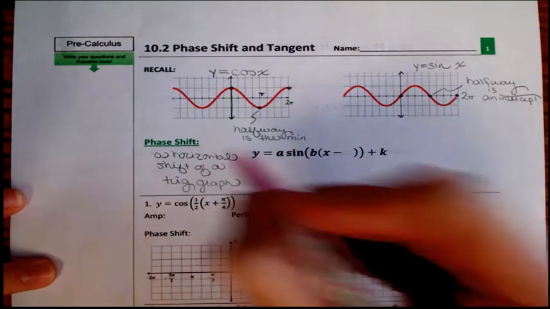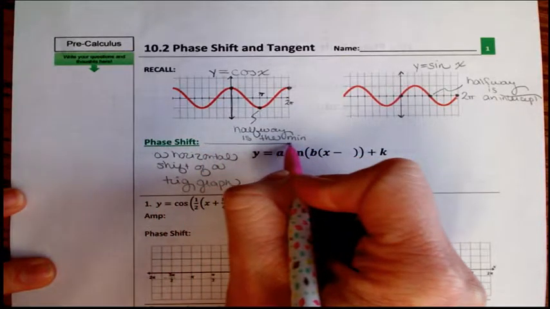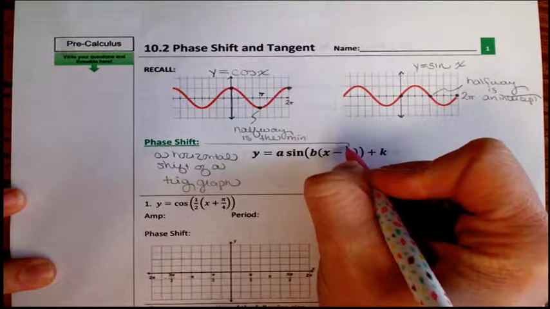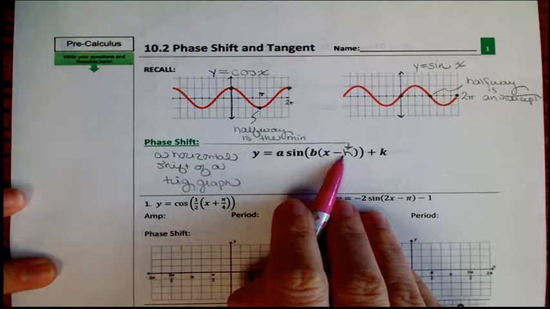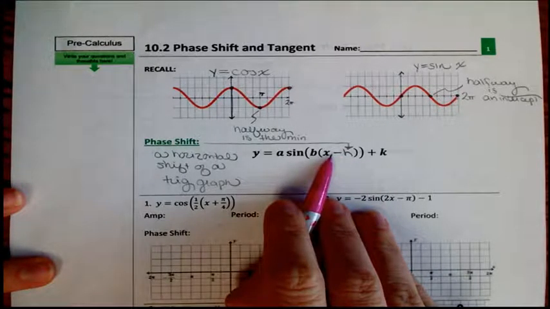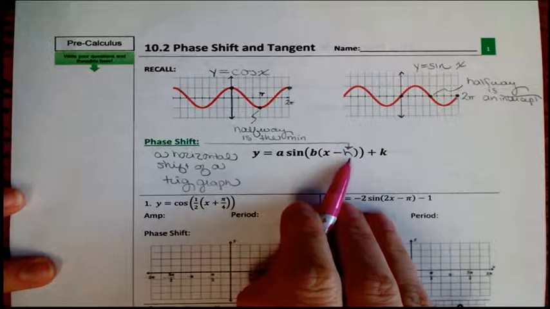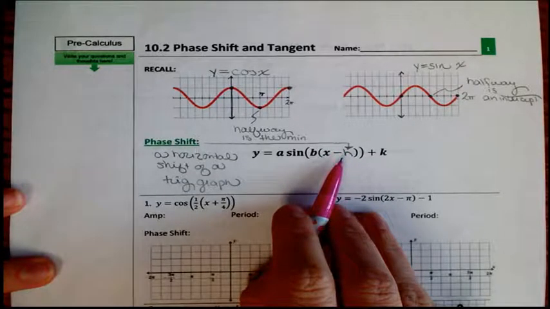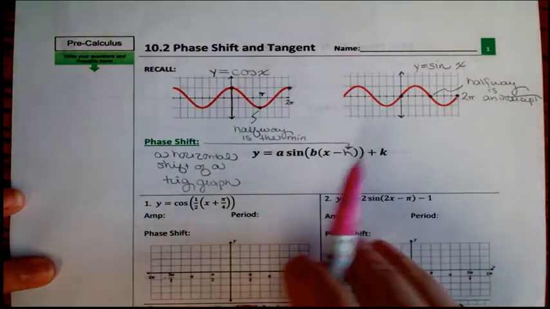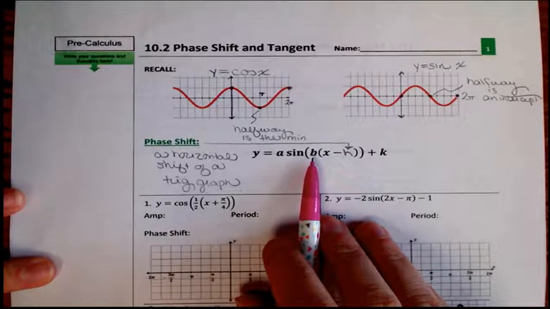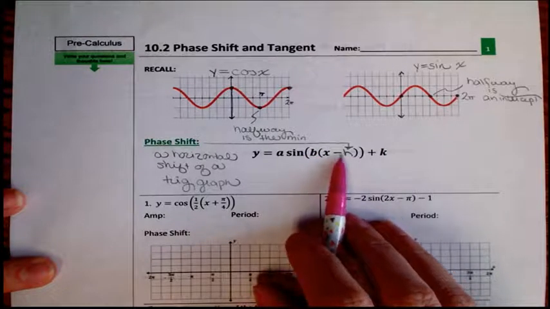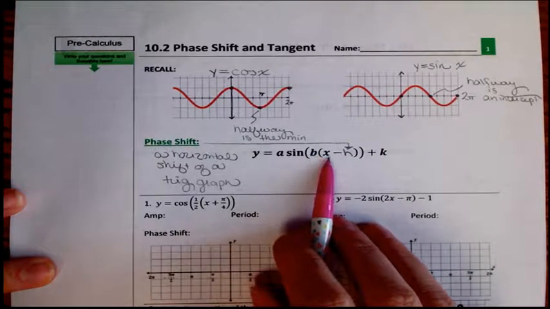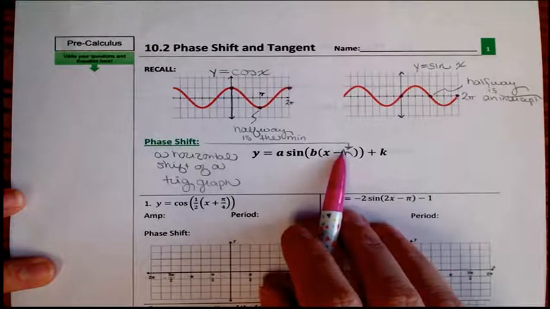Your phase shift occurs because of this value right in here, and we denote it with an H. Your movement is going to be opposite of what you see right in here. Let me make it really clear: our B value, the one that affects the period of your trig function, is outside, and the phase shift is grouped inside parentheses with your x.